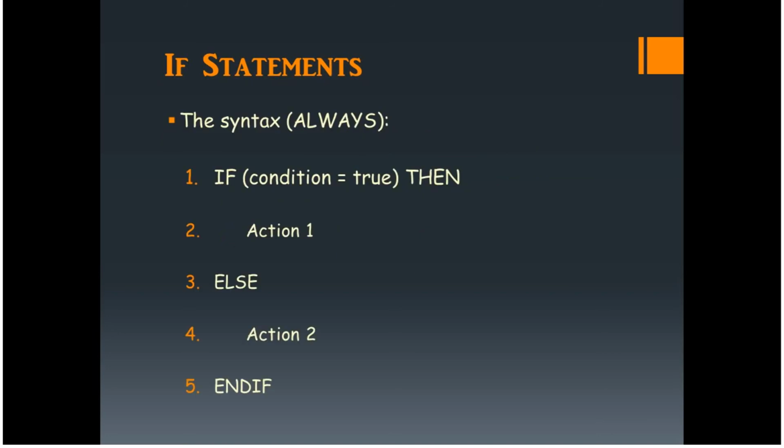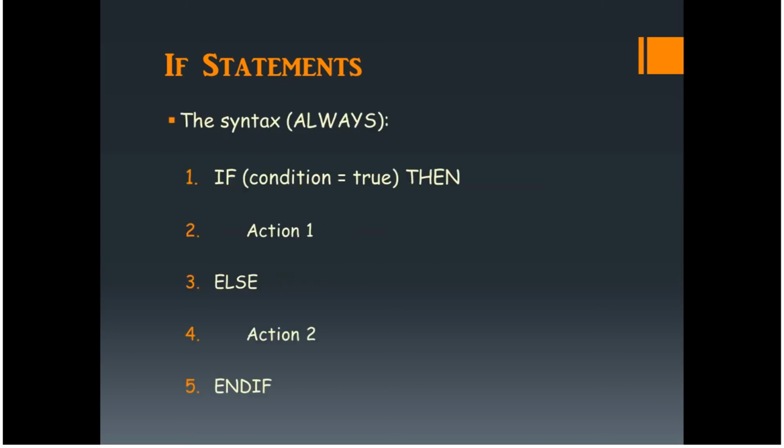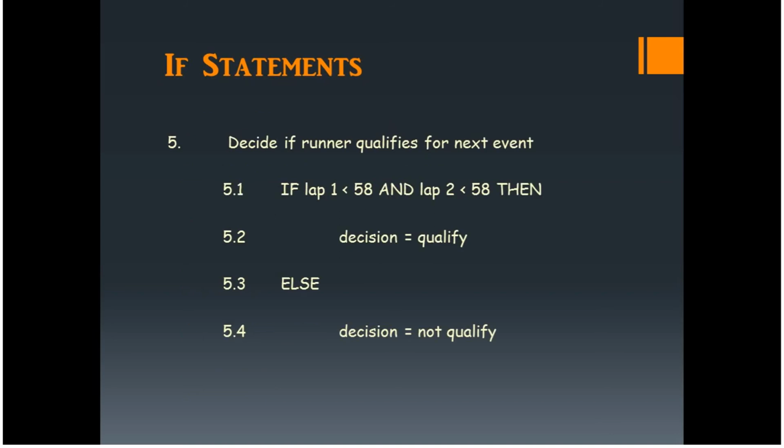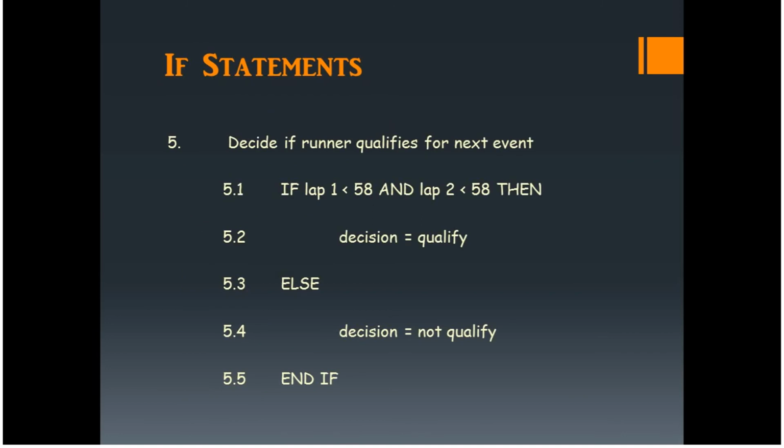Back to my syntax. Line 3 must be the word else. There's my else. So let's look at line 4. If they don't qualify, what happens? They do not qualify. So 5.4 is decision equals not qualify. And then let's look at my syntax. Line 5 must be an end if. There's my 5.5, end if. Notice the words if, then, else, end if. They must be in place.